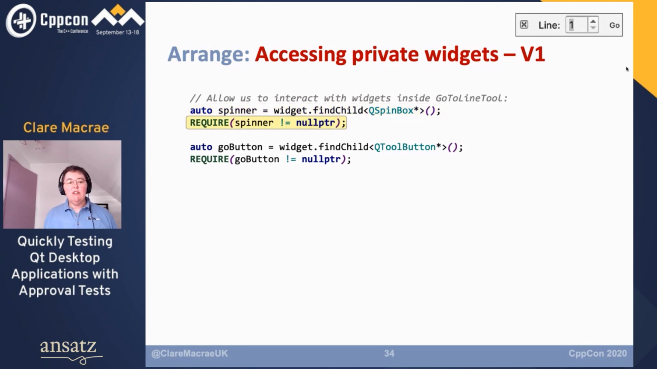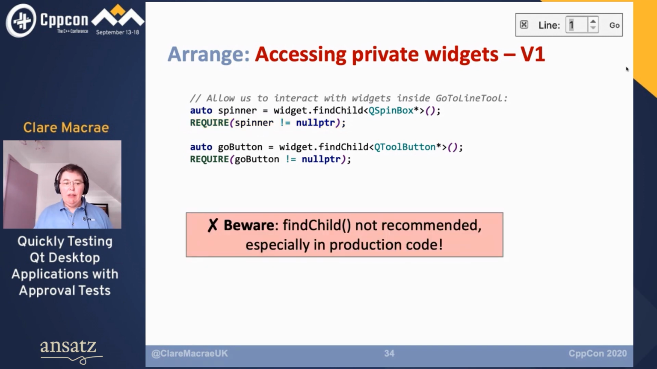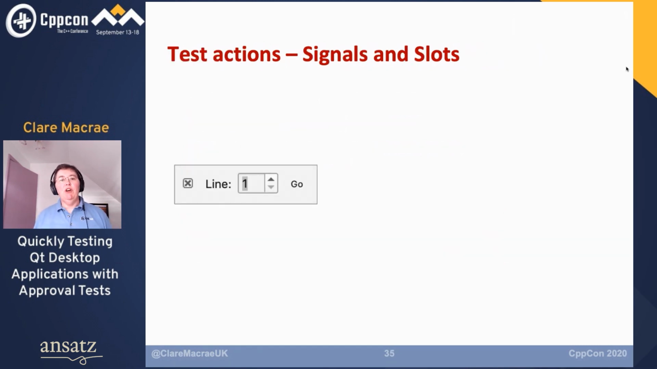And then because this is a fragile thing to do, because the code may change in future and no longer have a spin box, we require that the value we get back is not null. Catch will halt this test whenever require fails. So yeah, huge klaxons should be going off. Find child is a fragile thing to do. You're peeking inside the implementation of a class. Especially don't do it in production code, but it's what we have available to us for now. And it's more important to write a test than worry about the code being perfect.